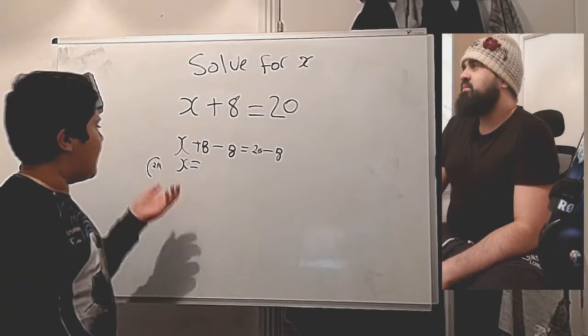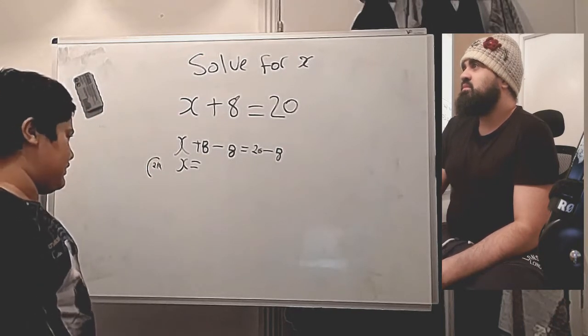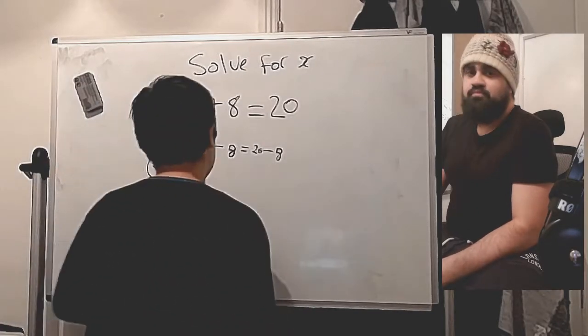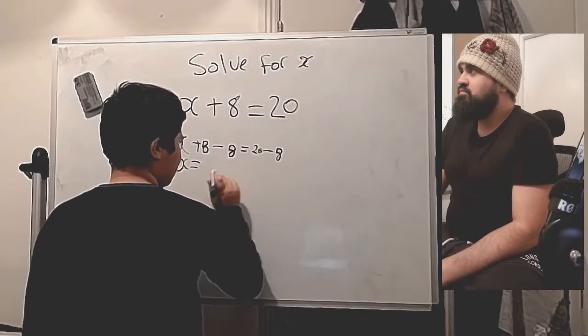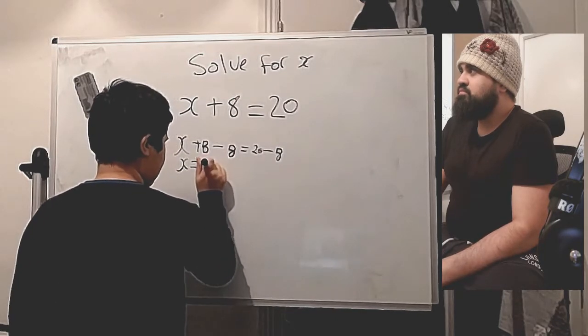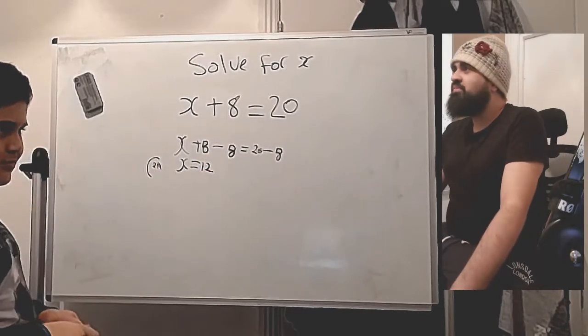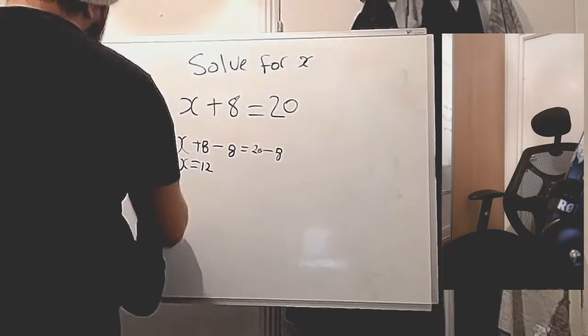Because 8 minus 8 is 0, so you don't really need 0 because you already know. Okay, yeah, that's right. Well done. Equals 12. So 20 minus 8. Awesome. So x equals 12. That was good. I'm starting to feel confident that you know it. You don't really need the third step.